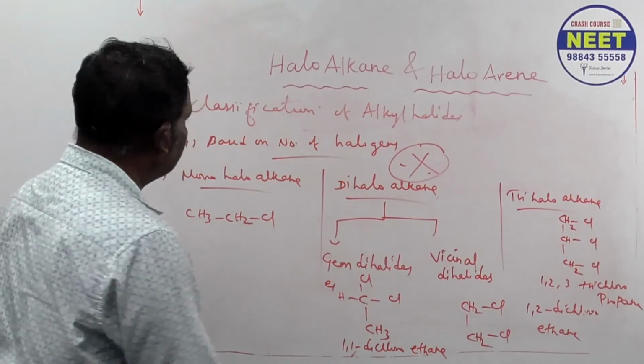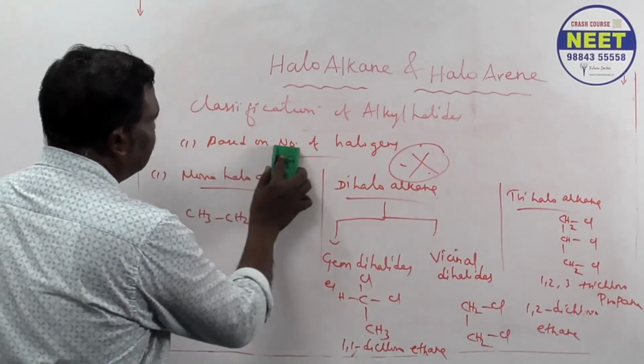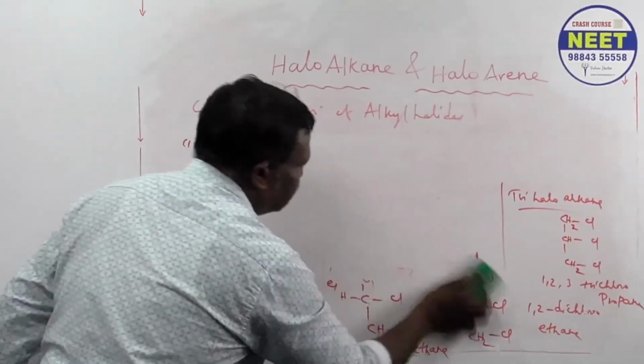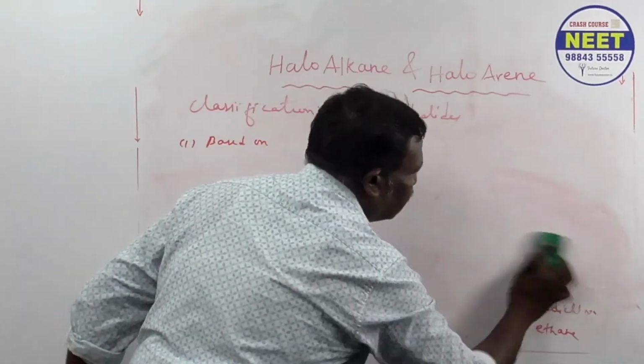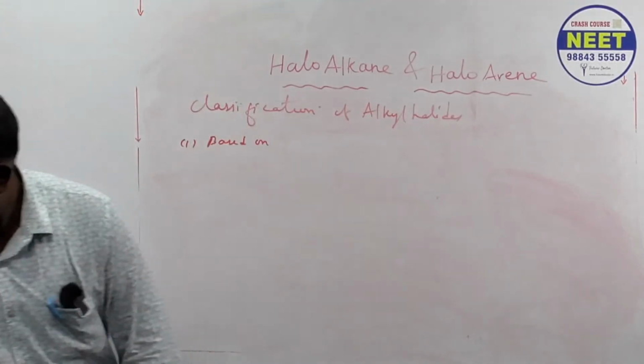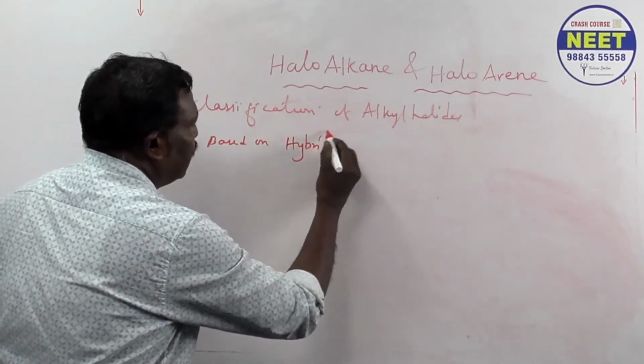Finished? Okay. This is based on number of halogens, one classification. Another one is, just write, based on hybridization. This is the only important one. Hybridization, based on hybridization.